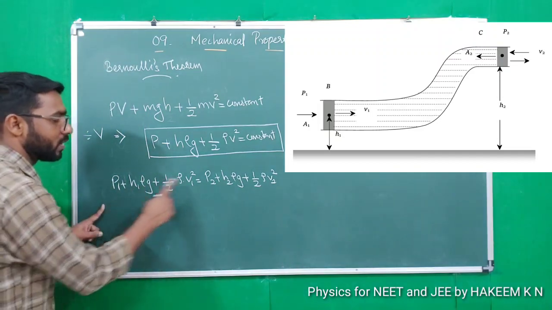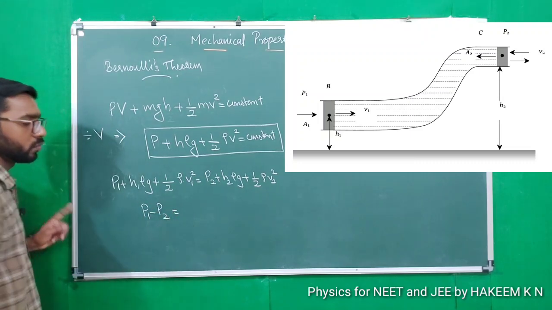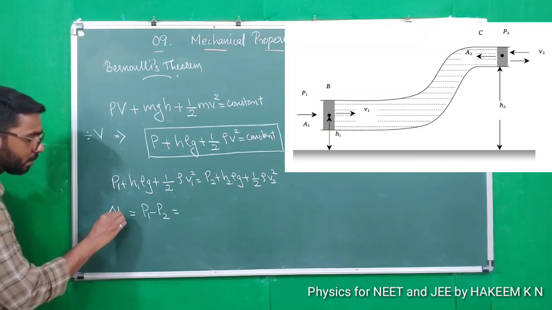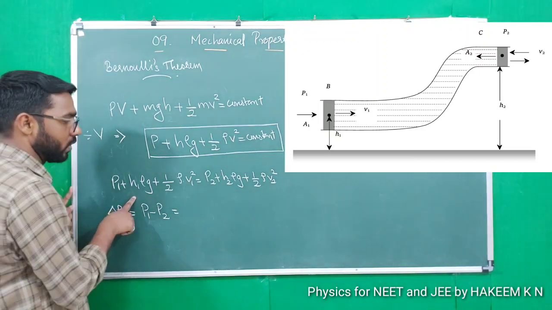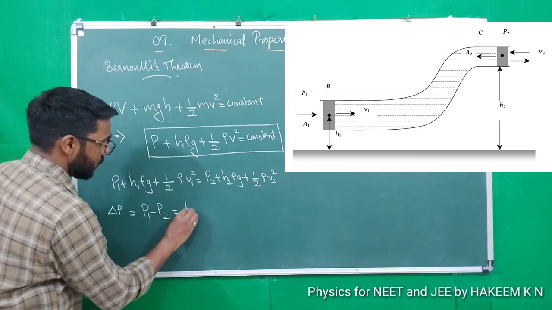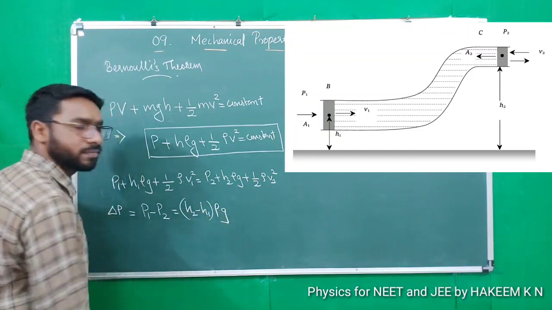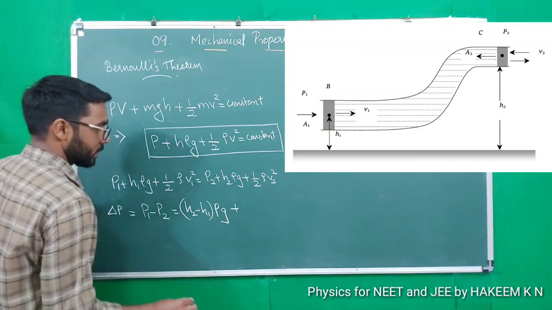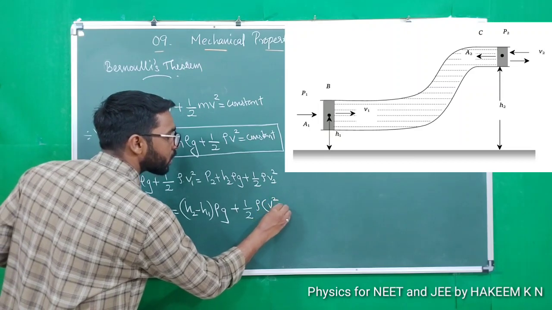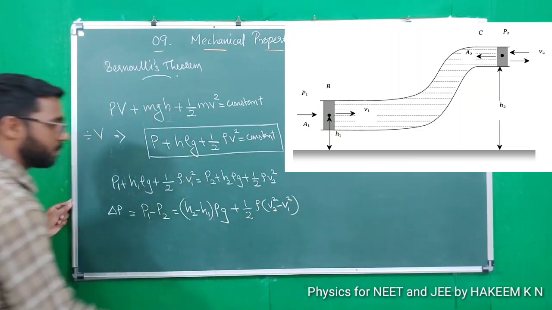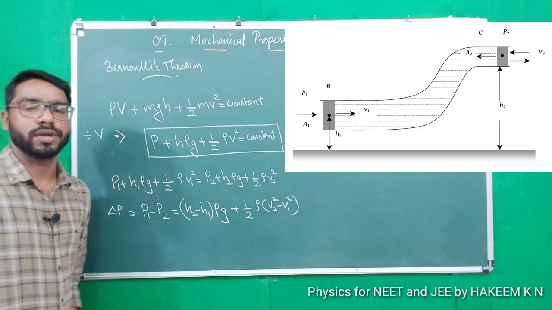Then we will get the pressure difference. P1 minus P2, the pressure difference delta P, equals h2 minus h1 into rho g, plus half rho into v2 square minus v1 square.